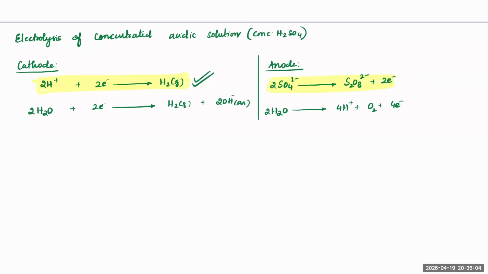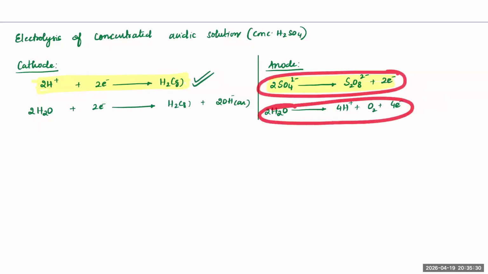Like it will be given the fraction, these two reductions are happening with a mole fraction of 1 by 4 and 3 by 4, correct? So this kind of information will be provided, because we can't really say only water is getting oxidized or only SO4 2 minus is getting oxidized. Because of the quantity, this is winning. Because of E naught value, this is winning.